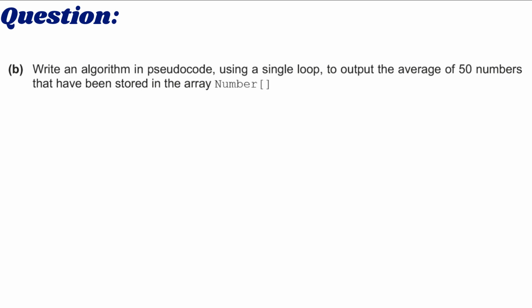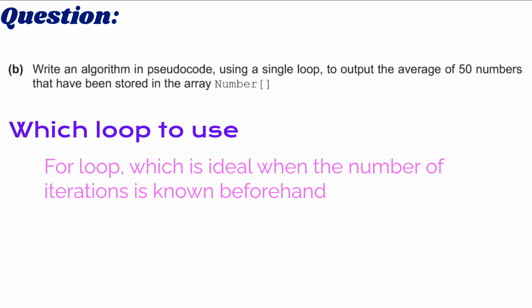Now that we clearly understand the question, we can determine which type of loop to use. Since we know in advance that the loop needs to run 50 times to process an array of 50 items, the most appropriate choice is a for loop. A for loop is ideal when the number of iterations is known beforehand.